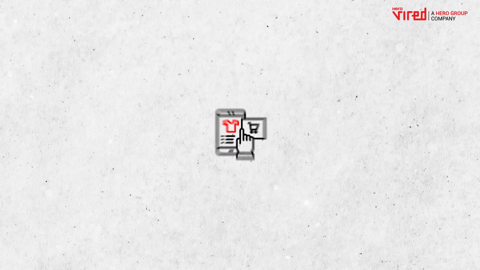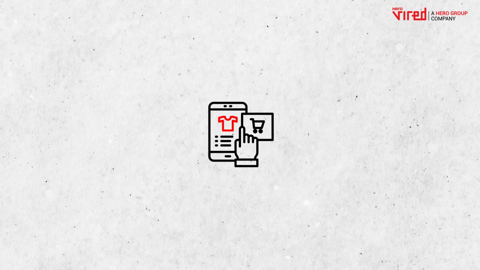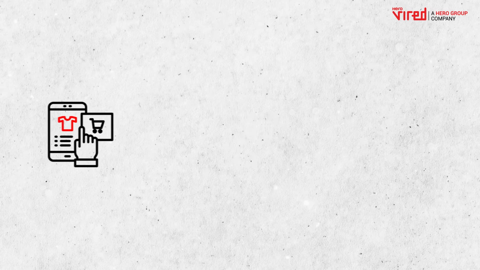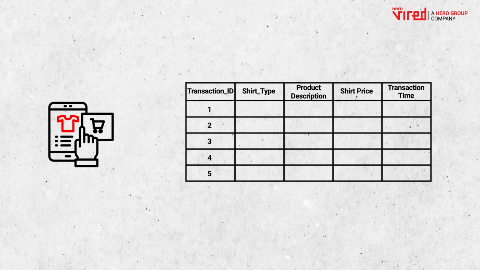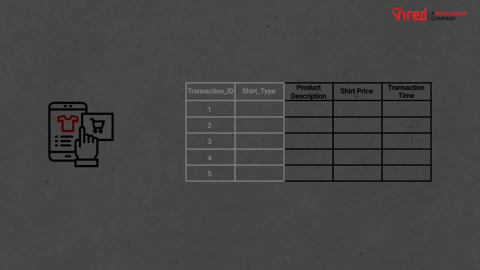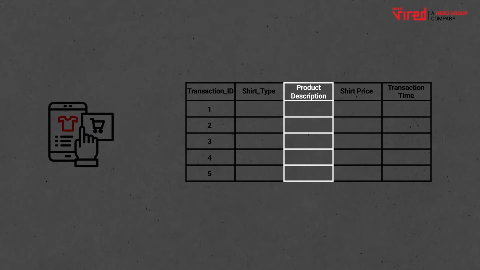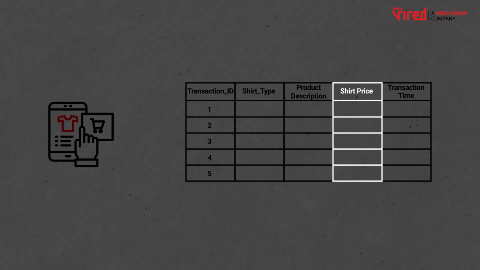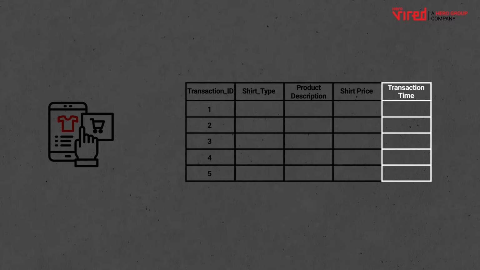Understand the consequences of storing all the data in a single table. Let's take an example. Imagine you are selling t-shirts online. Also, assume that you are storing the data on transactions in a single table that looks like this. We are storing each unique transaction by giving it an individual ID. We are also storing the type of the shirt, its description, price, and the transaction time in their respective columns.